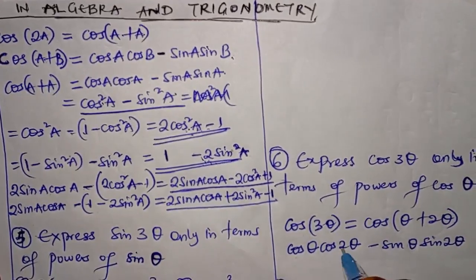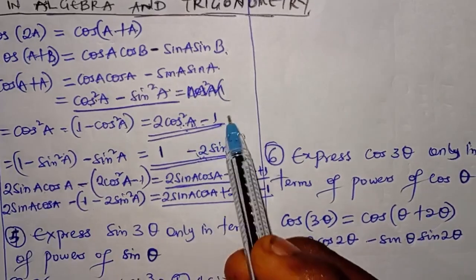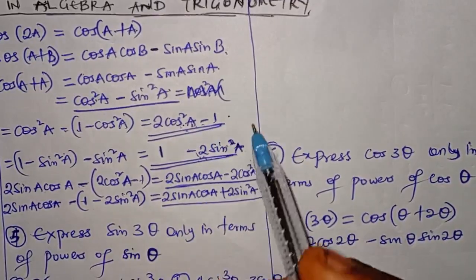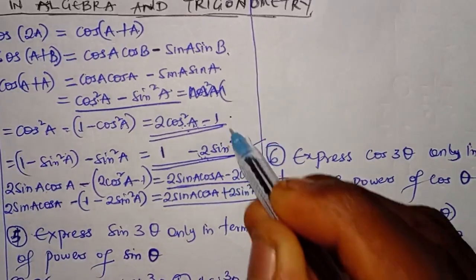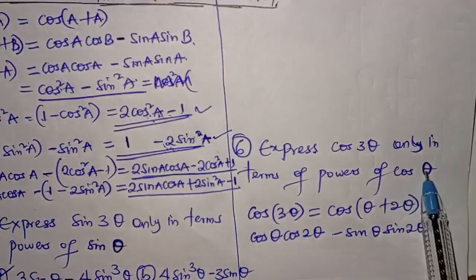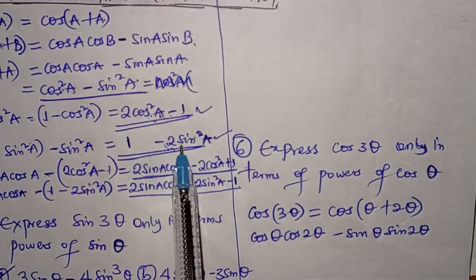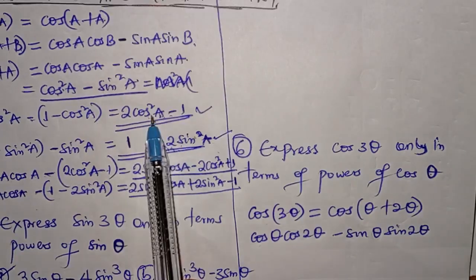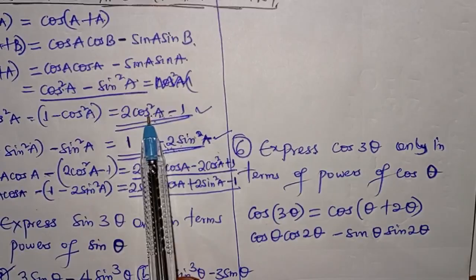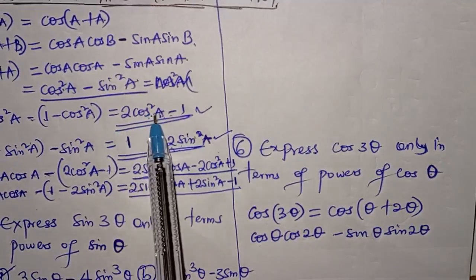Let's go ahead. What is cos 2 theta? Cos 2 theta has two forms. Either I choose this or I choose this, but I need the one that will suit the question. They said in terms of powers of cos theta. So it is this one here that has cos theta. This one has a sine. So I'm going to make use of this. Anywhere I see cos 2 theta, I'm going to write 2 cos squared theta minus 1.